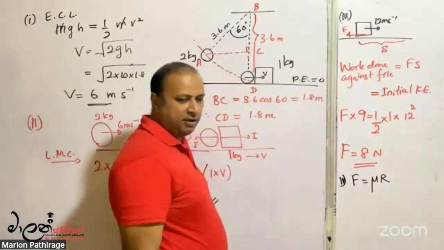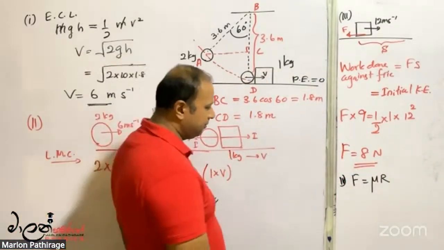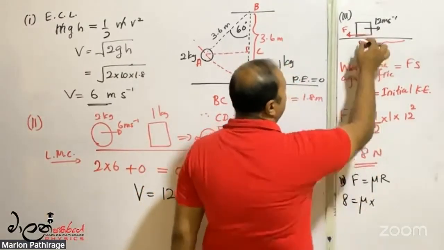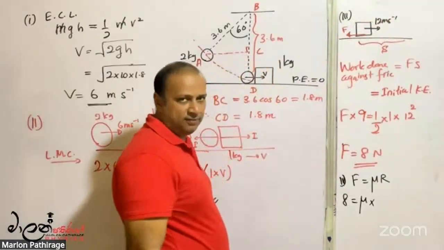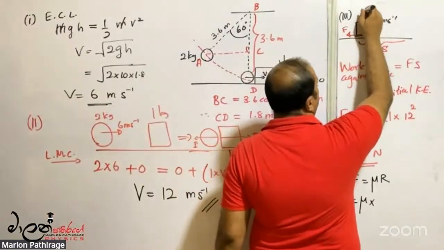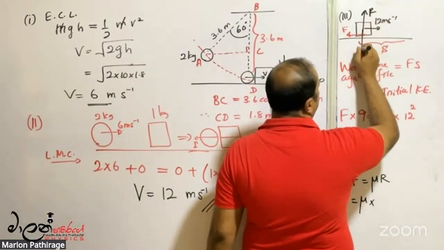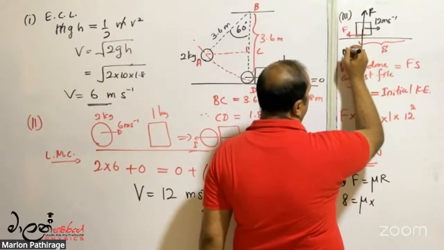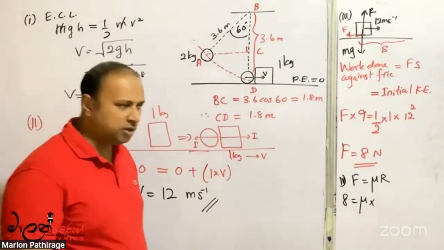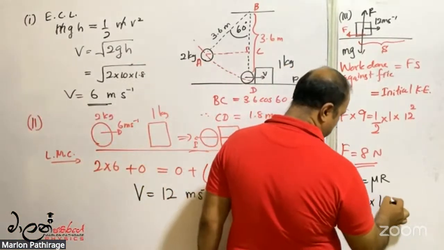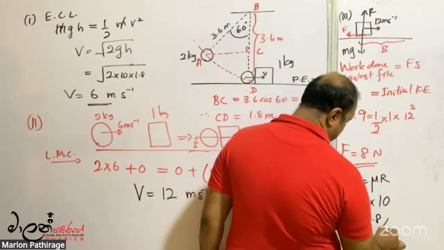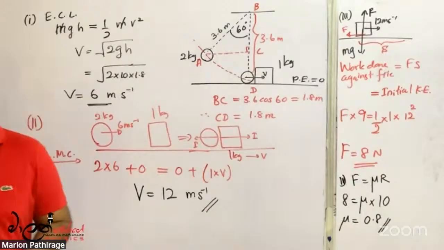Now F, we have calculated F, that is 8 Newton. Mu R, R means this reaction force, that means it is equal to the weight. Here R, here mg. R is equal to the weight. Weight is 10 Newton. Therefore, mu is equal to 0.8.